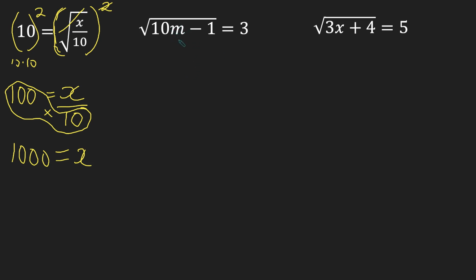So I want to solve for my variable m. I need to get rid of the square root. So I'm going to square both sides. Remember, this square cancels the radical sign, and you're just left with what's inside. 10m minus 1 equals 3 squared, which is 9.